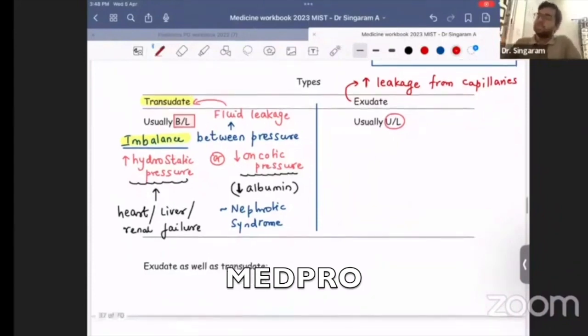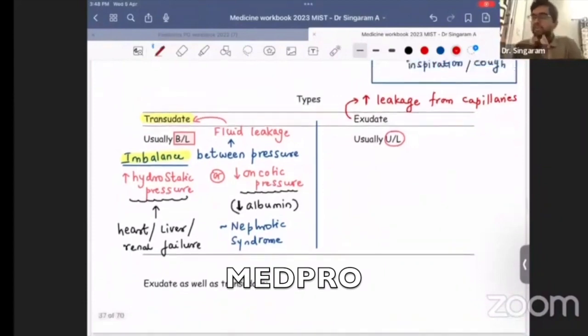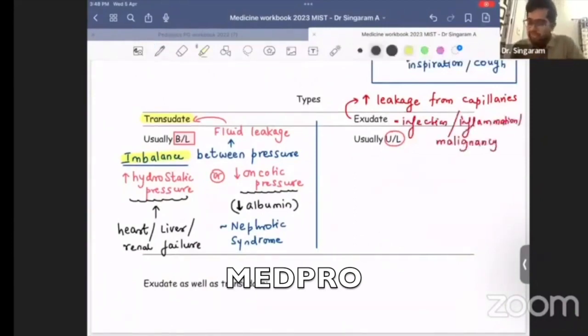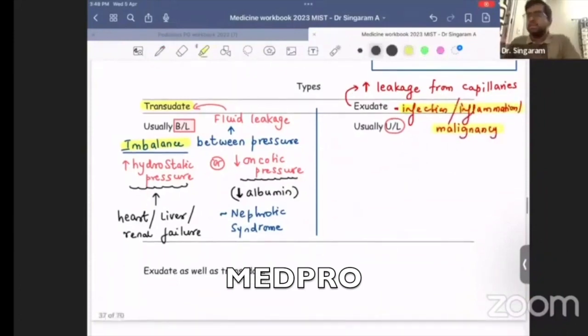What could be that something? Three things should come to your mind whenever I talk about exudative pleural effusion. One, infection. Two, inflammation, inflammatory condition. Three, malignancy related condition. These are the three things which should come to mind whenever we talk about exudative pleural effusion. Three things, don't forget this. Infection, inflammation, and malignancy. Three things which should always come to your mind. Okay. So what all it could be?